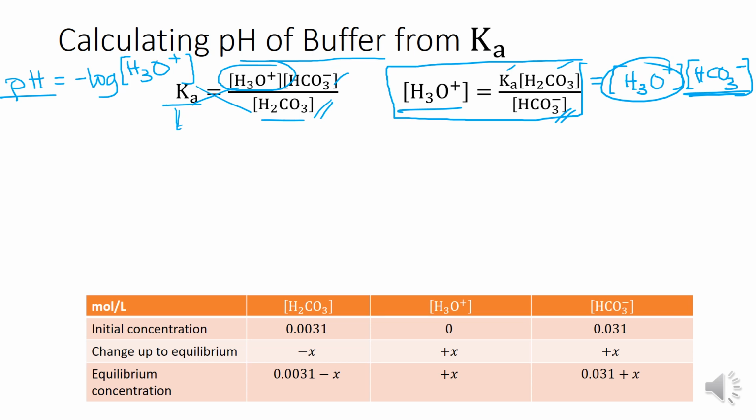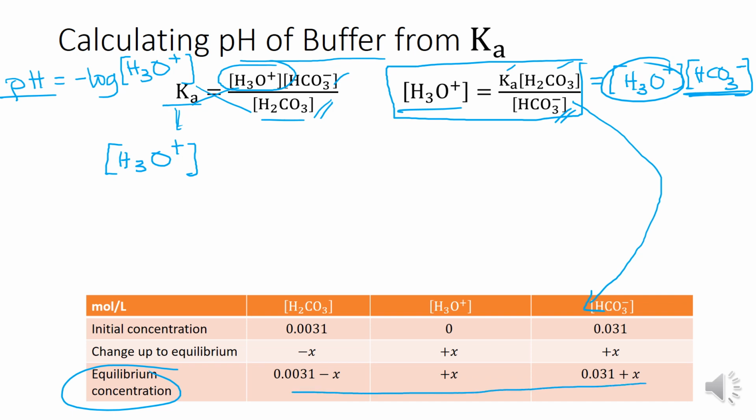So let's use that equation to solve for the hydronium ion concentration. Let's plug in the values. We can get the values for these variables from the table, but we have to use the concentrations at equilibrium. So we will use the expressions in the last row.